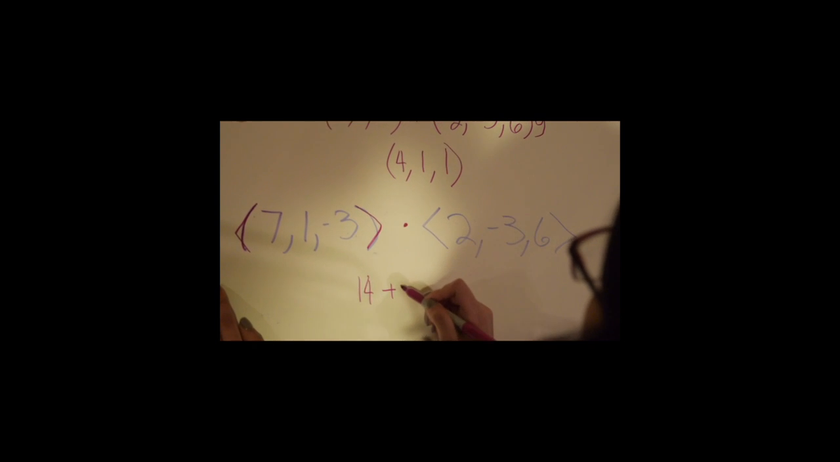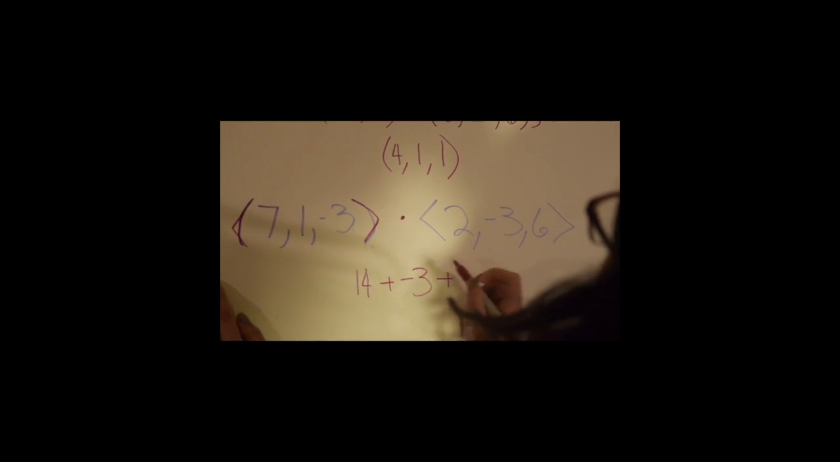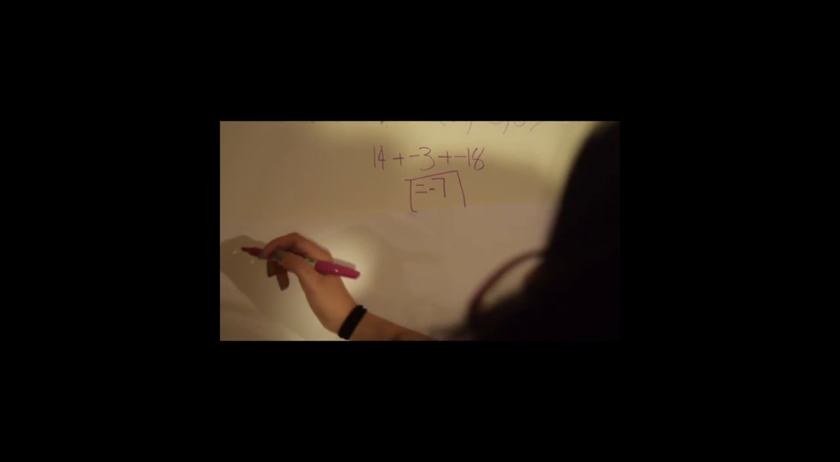To take a dot product, you must multiply each of the components and then add each of those products together. Thus, the dot product would be -7.